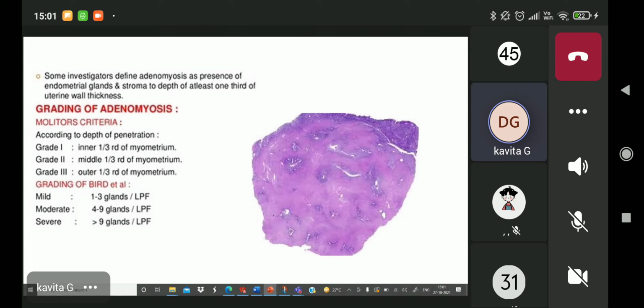Now you have a grading also. So this is a very nice figure. Here you can see the endometrial lining on the top. If it reaches up to here, it's grade 1. If it's going beyond to the middle 1/3, it becomes grade 2. And if it's crossing and going to the outer 1/3 of the myometrium, it becomes grade 3. And likewise, on the basis of the number of glands, you have grading into mild, moderate, and severe.